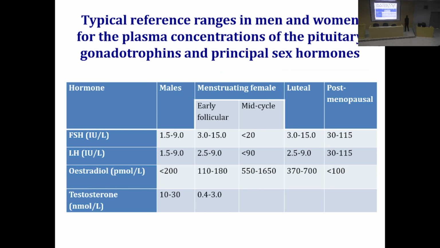All right, this is what I said. If you look at the males, males have one reference range for LH, FSH, estrogens, and testosterone, and that's it. You look at this, and you'll see if the male has a healthy hypothalamic pituitary gonadal axis or not. In females, early follicular has different ranges than mid-cycle, which is ovulation, and they will have different ranges for luteal, and there are different ranges for post-menopausal women.